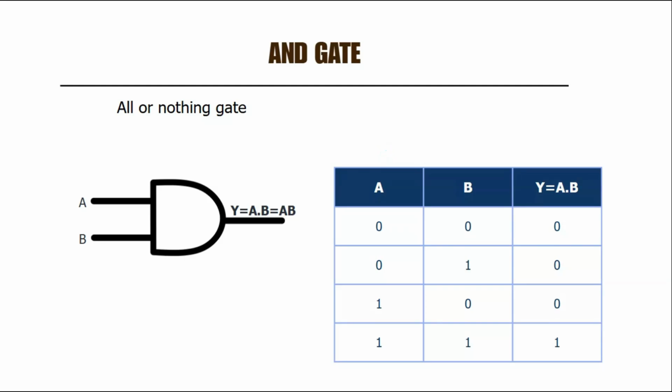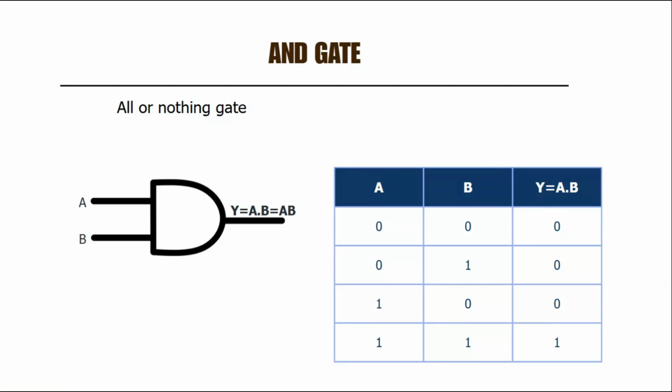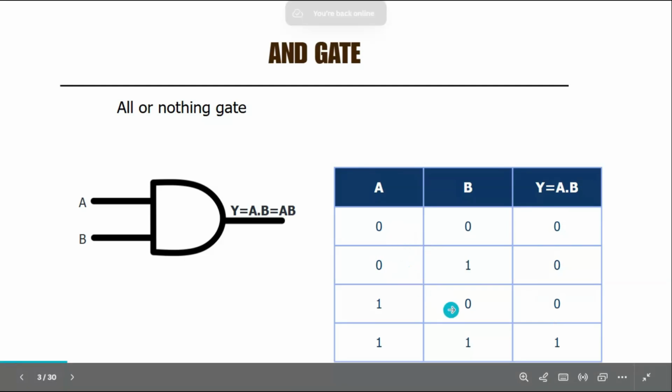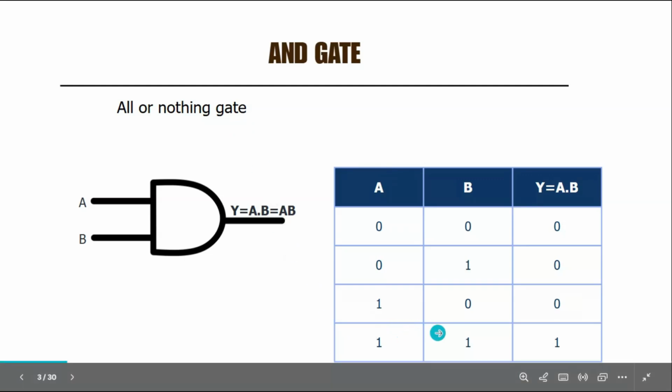As you all know, a truth table shows the outputs for all the possible combinations of the inputs. In the case of an AND gate, output is 1 if and only if all its inputs are 1 or high. That is, if any of its inputs is a 0, the output will be 0. Hence, the AND gate is also known as the all or nothing gate, which means the inputs have to be all 1. Then only you'll get an output corresponding to 1, or else you get 0 or nothing.